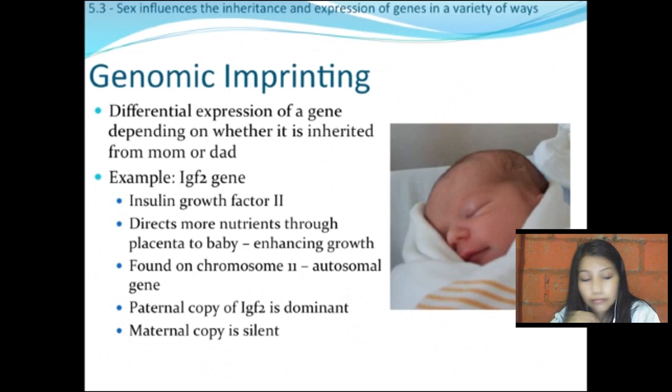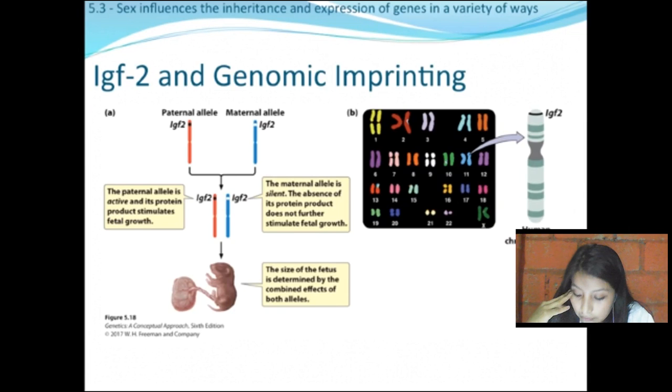So this gene is found on chromosome 11, and it's an autosomal gene, but it is actually determined based on which allele is being expressed, whether it was from mom or from dad. So relative to IGF2, the paternal copy is always going to be dominant and the maternal copy is silent. So the paternal genotype of IGF2 can determine the growth and gestation of these babies.